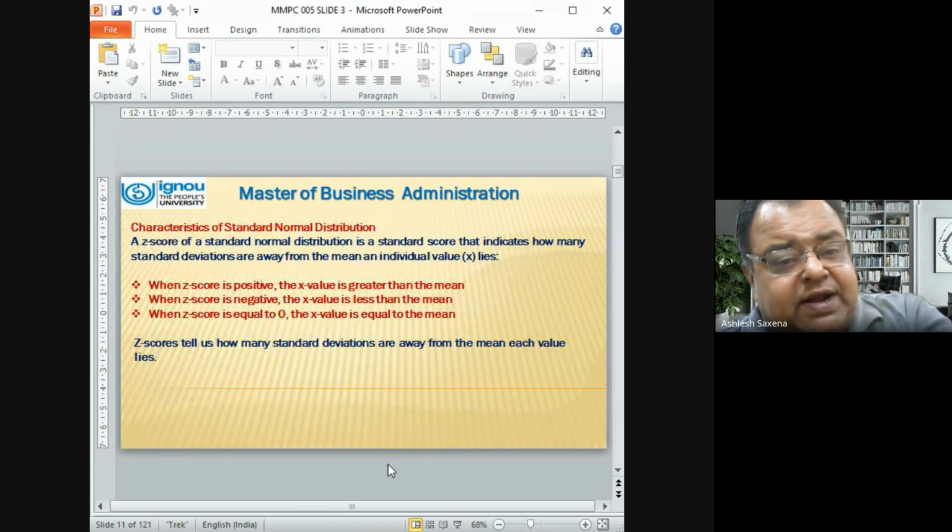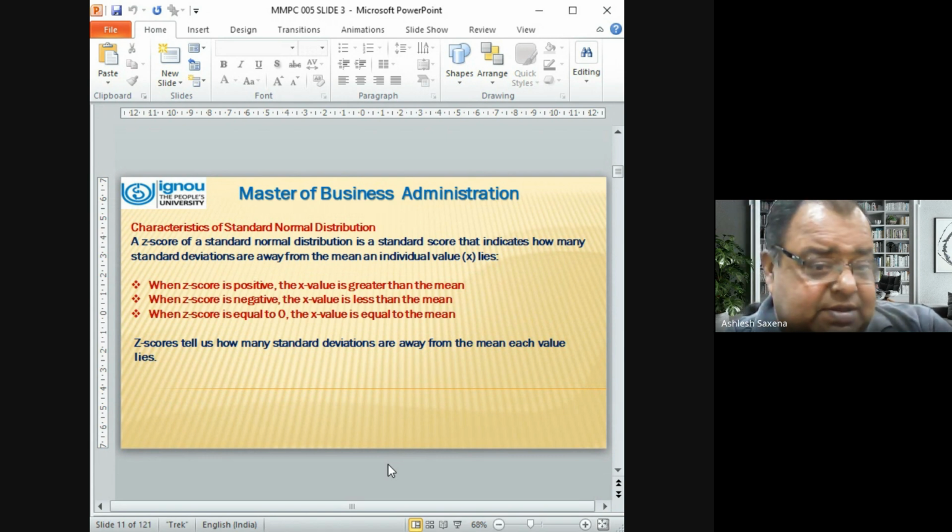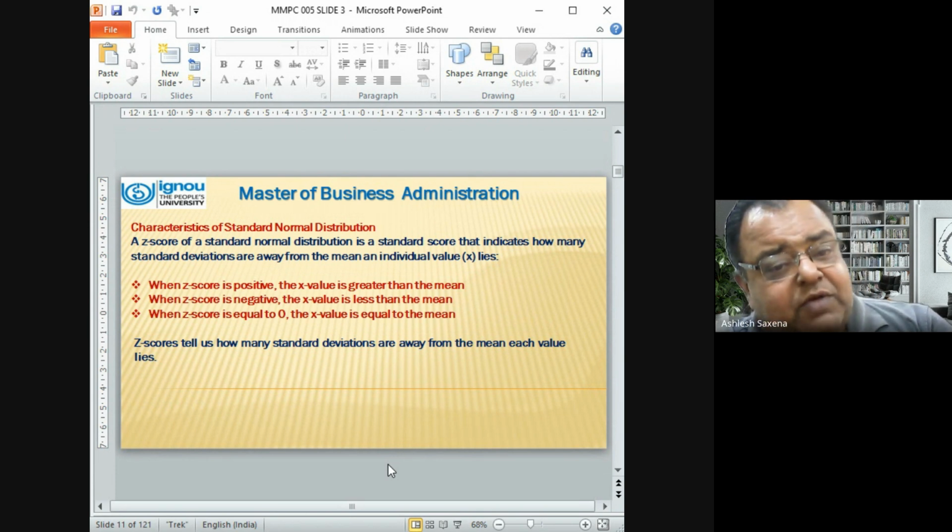What are the characteristics of standard normal distribution? Now here, some clues for solving the problem are being discussed. The Z score of a standard normal distribution is a standard score that indicates how many standard deviations away from the mean the individual values of x lie. When Z is positive, the value of x is greater than the mean. When Z is negative, the value is less than the mean. And if Z is equal to 0, in that case the X value is equal to the mean. Z score tells us how many standard deviations away from the mean each value lies.